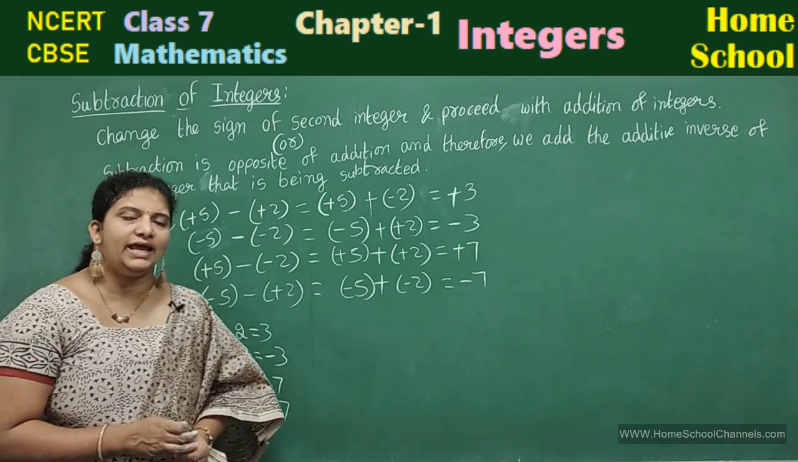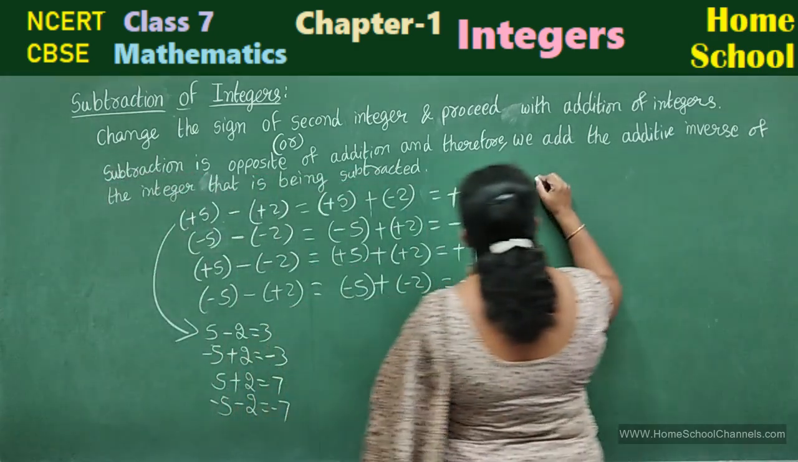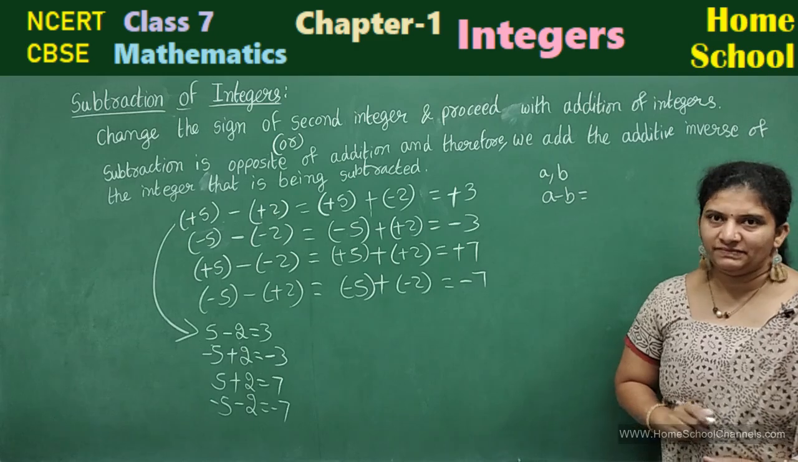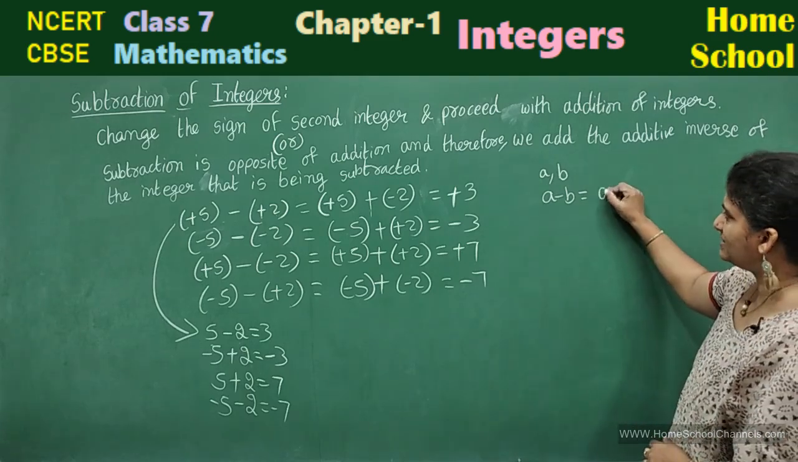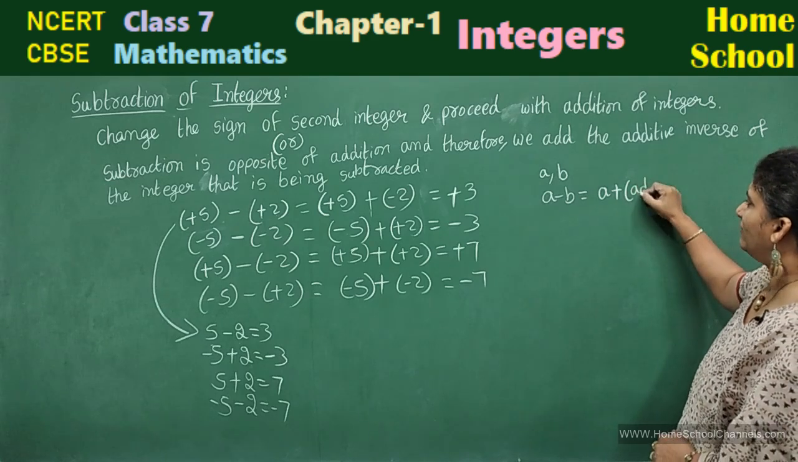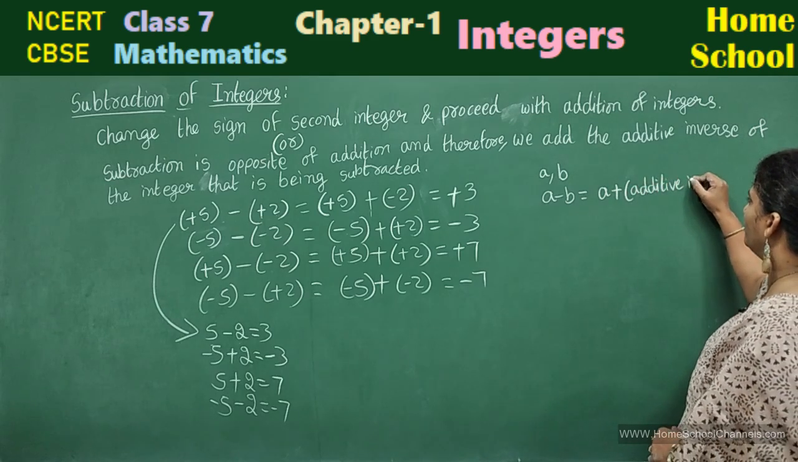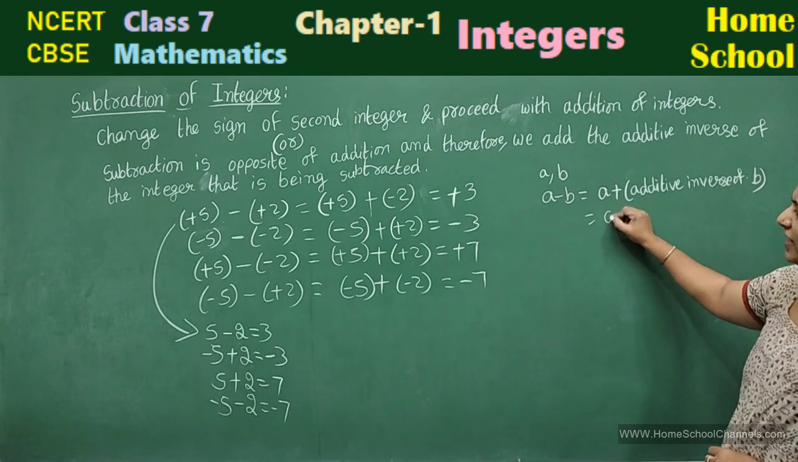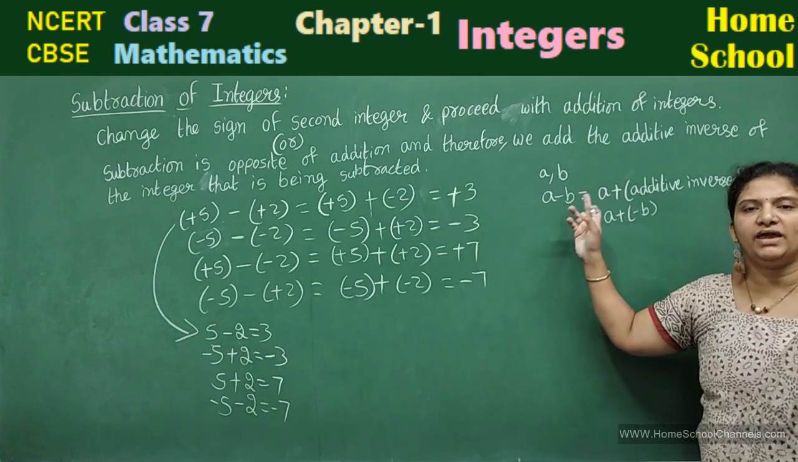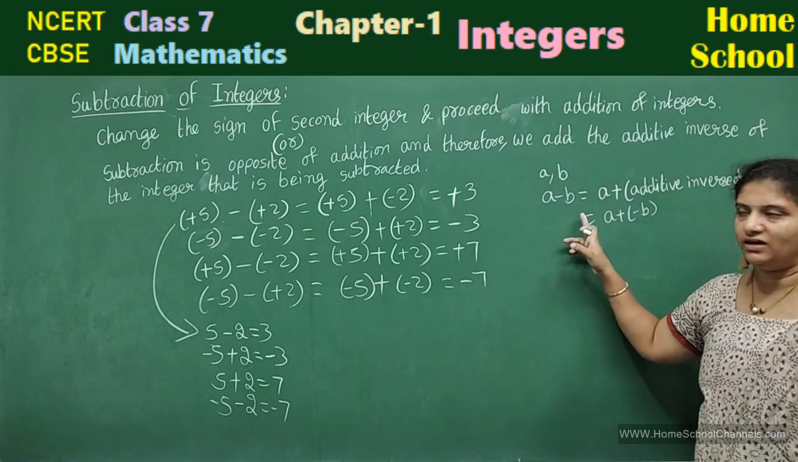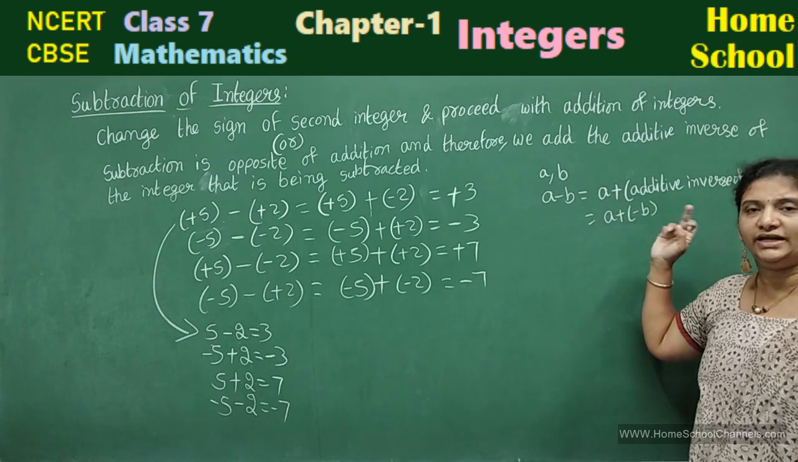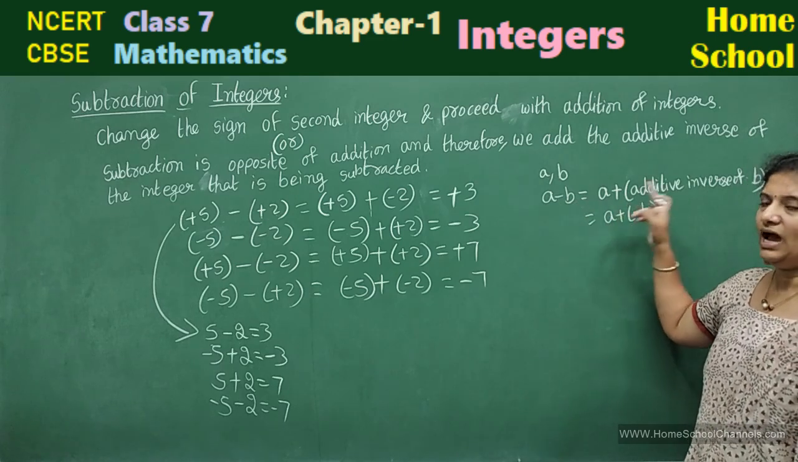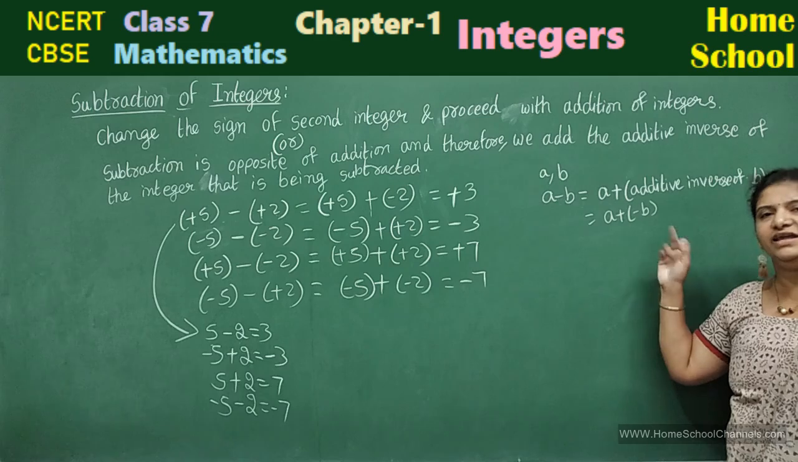Now, suppose I take A and B as two integers. A minus B can be written as: change the second number and add that. That is A plus the additive inverse of B. If A and B are two integers, when we do A minus B, we take the additive inverse of the second integer and change the sign to plus. That is A plus the additive inverse of B, which is A plus of minus B.